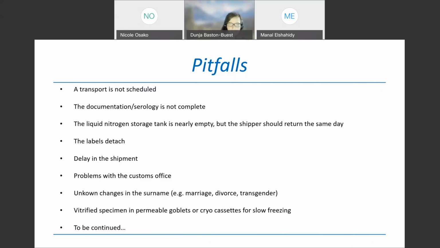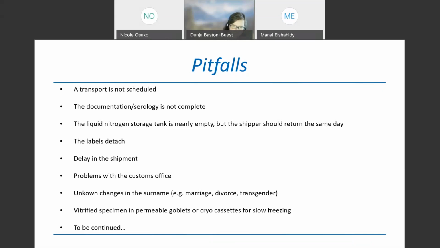And if you check the labels upon arrival, there might be changes in the surname too, sometimes because of marriage or divorce or in case of transgenders. So please be sure to have all documentation regarding the patient.